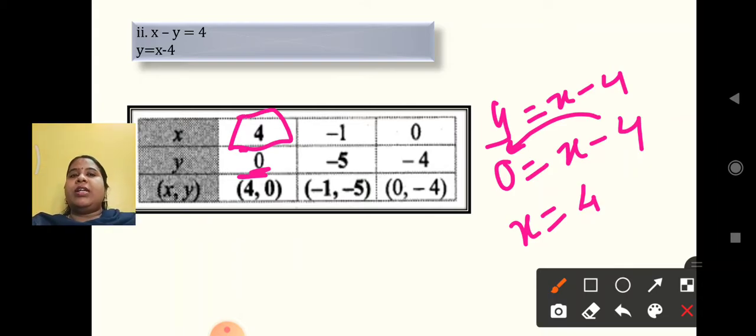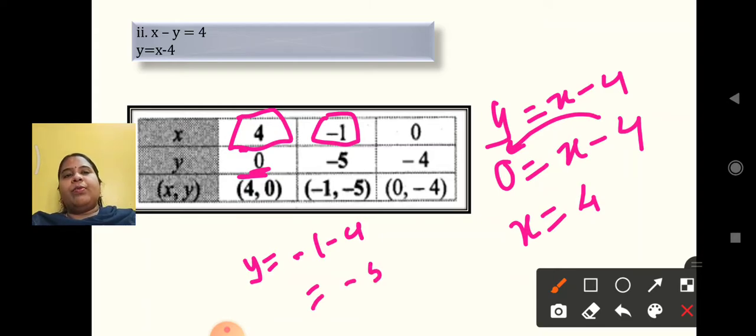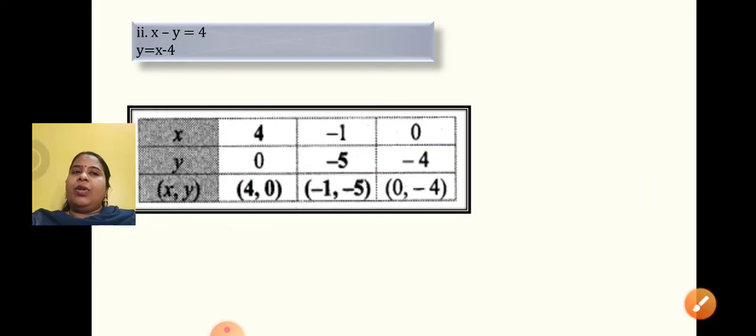I hope you are understanding it. Same way, let us see one more. X is given as minus 1. Okay. So y is equal to minus 1 minus 4. Both are negative. You add it. So it will be minus 5. So this is my second answer. I hope the concept you are understanding. Whichever value is given, you need to find the corresponding value of the other variable. Okay. So this way you can prepare the table.